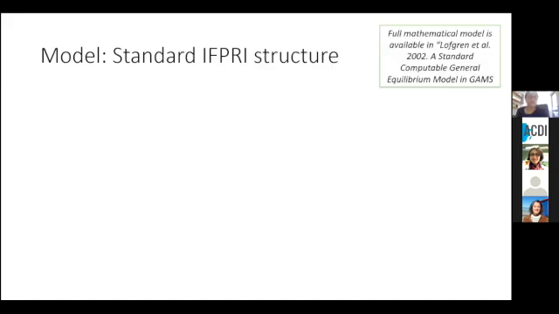Okay, so the structure of the CG model follows that of the SAM. So the model is written in a set of simultaneous equations, with these equations defining the behavior of various economic agents. In this presentation, I'm not going to go into the mathematical notation of the model, but for those interested, you can have a look at the IFPRI paper by Lofgren called the Standard Computable General Equilibrium Model in GAMS, and they provide you with the full mathematical model there.